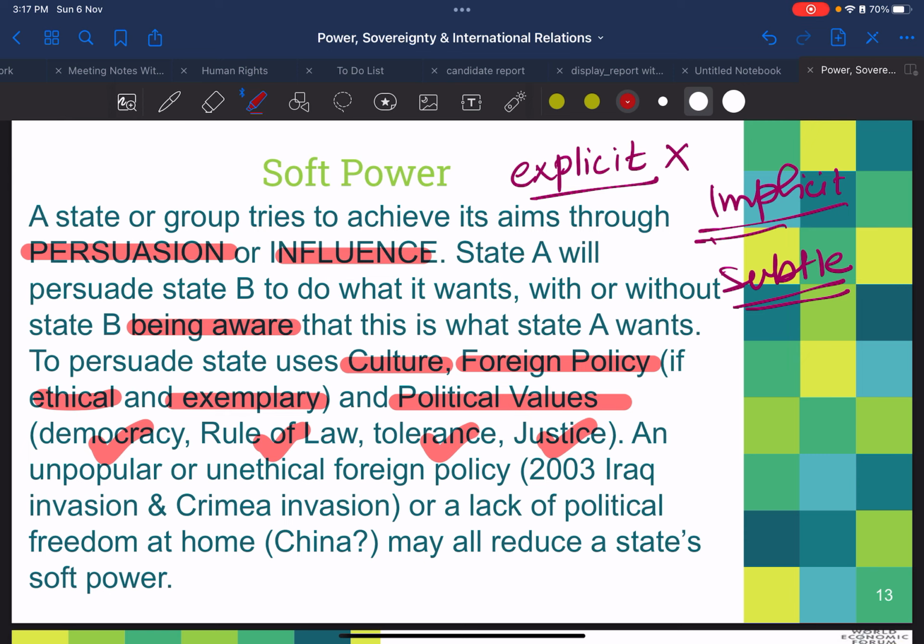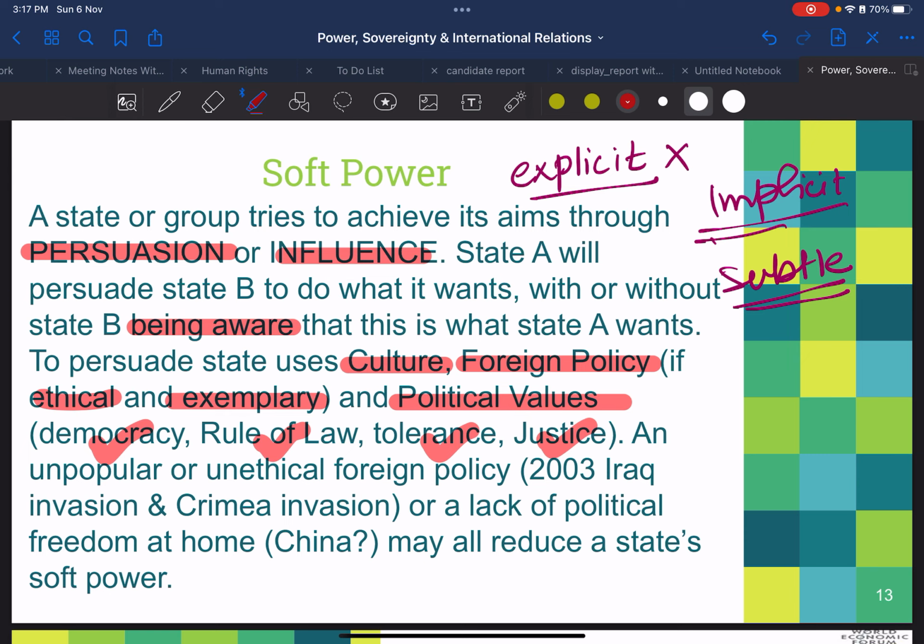An unpopular or unethical foreign policy, for example the 2003 Iraq invasion or the Crimea invasion, or a lack of political freedom at home, may all reduce a state's soft power. So if a country is extensively using unethical behavior, then it may reduce its soft power. Clear? So these are all examples of soft power. Development aid plays a huge part in powerful states trying to achieve their outcomes through persuasion.